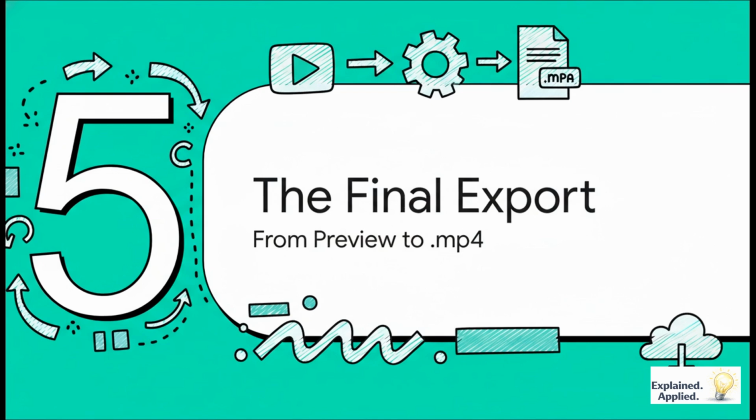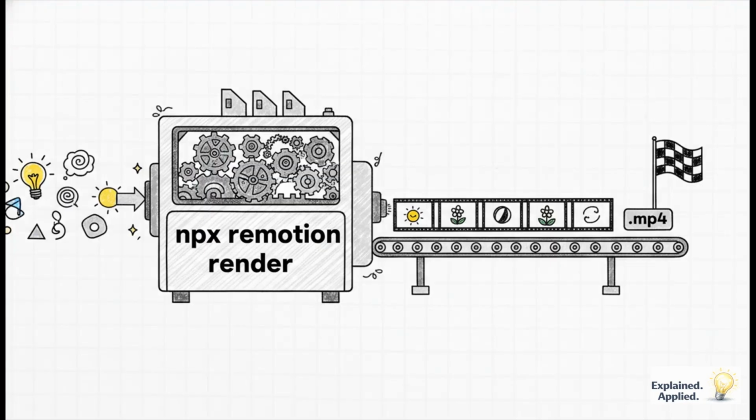So you've gone back and forth, you've tweaked things, and now your video looks absolutely perfect in the preview. There's just one last step. We need to turn that preview into an actual video file that you can share with the world. And it all comes down to one last command, npx remotion render. You type that in, hit enter, and Remotion goes to work building your final high-quality MP4 file, one frame at a time. This is it. This is the moment your idea becomes a real video.